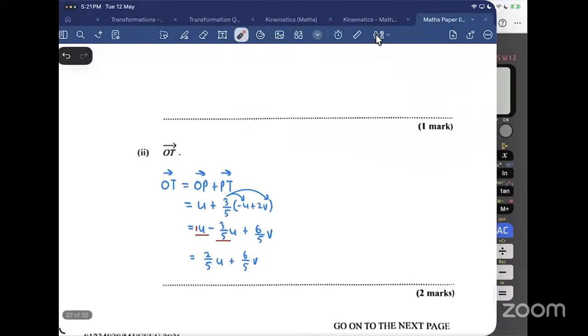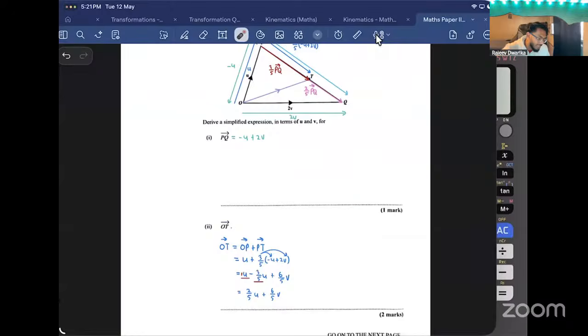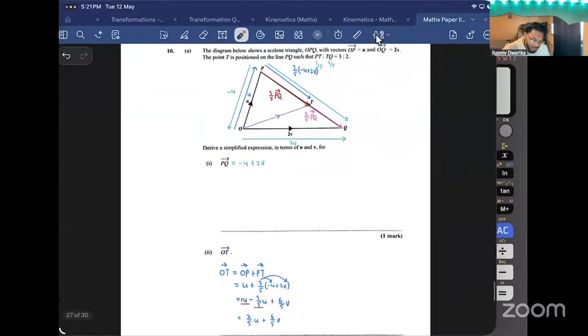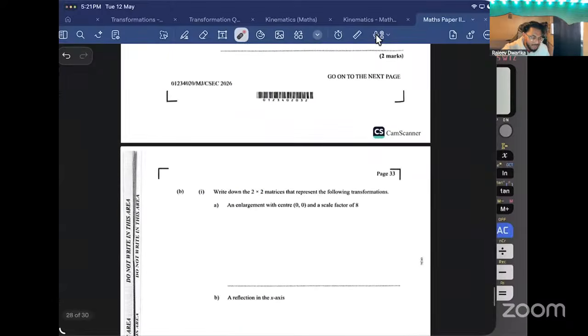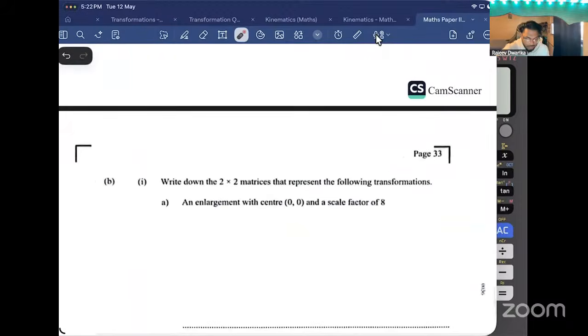That's it. Oh, that was all? That's crazy. Matrices and vectors, this is real weird. They're really changing things up. I guess it makes sense because in 2027 they're going to change everything. They're going to have modules.